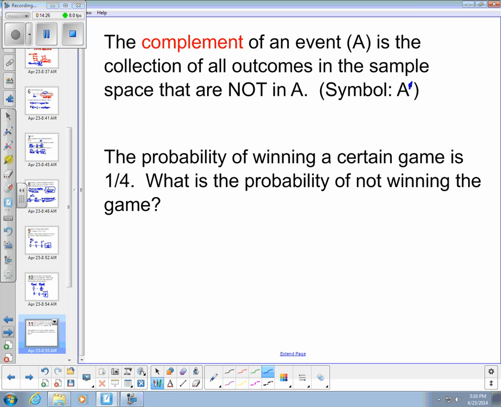Okay, so what is the probability of winning? Well, the probability of winning a certain game is 1/4. What is the probability of not winning? So this time I want to know what are the chances that it won't happen. Well, if I know the probability that it's going to happen, then the chances that it won't happen would be 1 minus 1/4. So if I have a 1 out of 4 chance that it will happen, I have a 3 out of 4 chance that it won't.